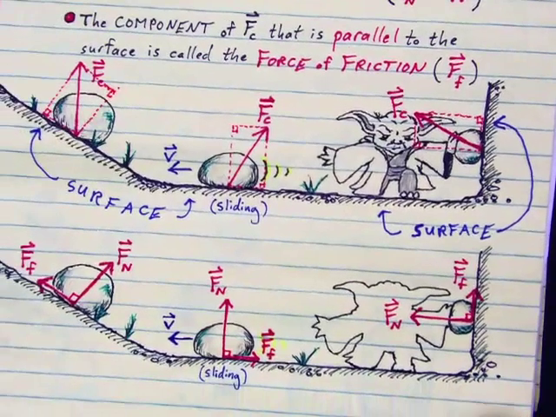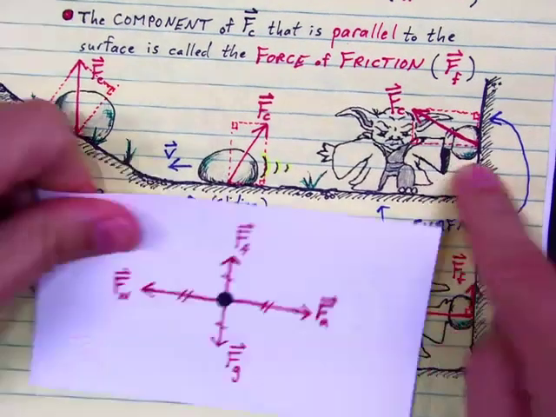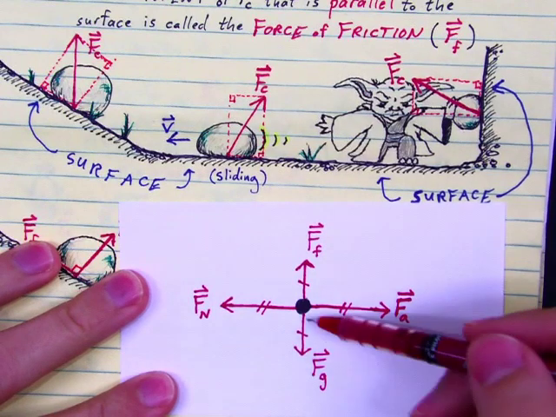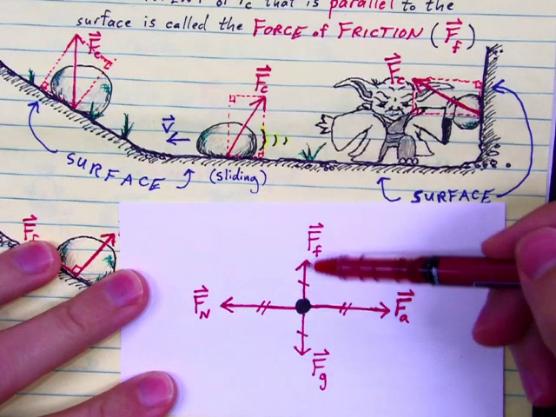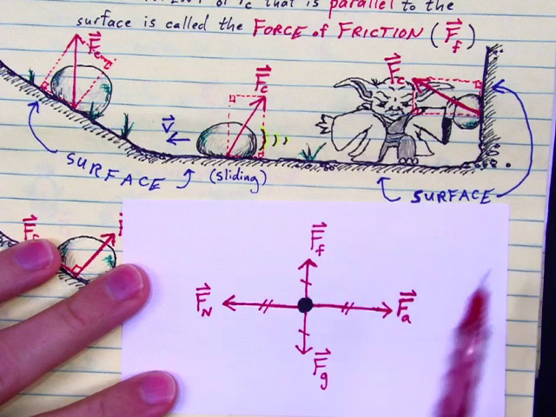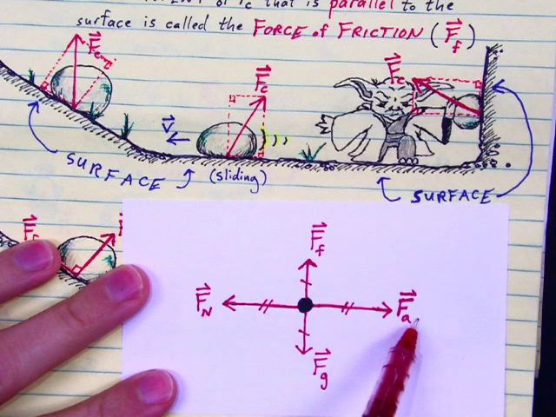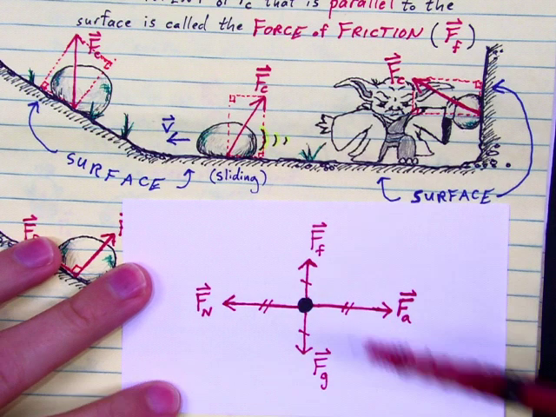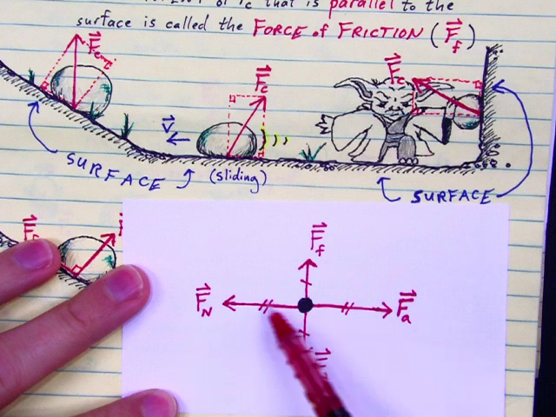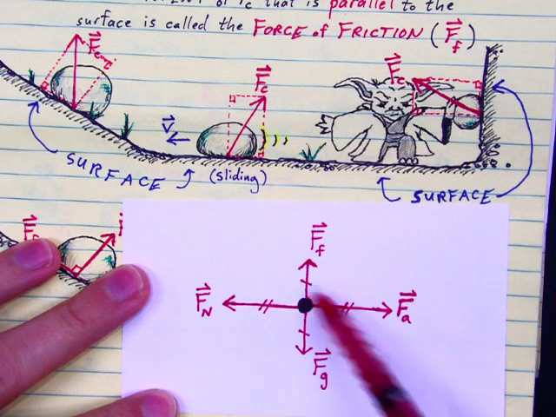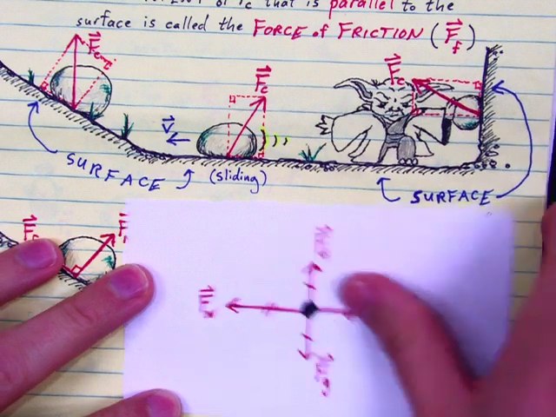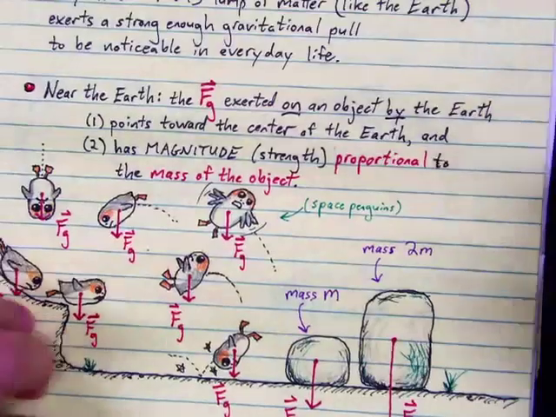Okay, ready for the results? This stone's FBD should look like this. We've got gravity pulling straight down, being opposed by the force of friction with the surface straight up. Those are equal and opposite. And then here's the applied force from Yoda pushing to the right. That's being opposed by the normal force from the surface pushing to the left. And that pair is equal and opposite. So all the forces have canceled out, and our stone here is in static equilibrium.